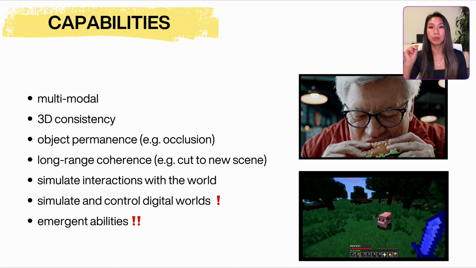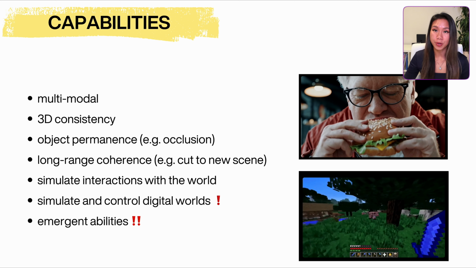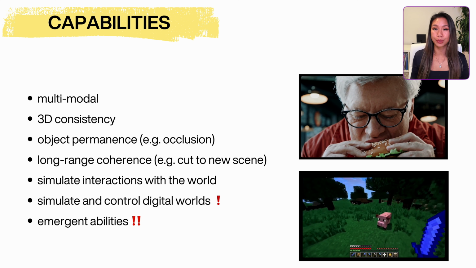So even when the camera moves around an object, the object maintains its form. Sora demonstrates object permanence, which for example includes when an object gets occluded for a few frames, the object can still re-emerge in the same form as before the occlusion. Sora demonstrates long-range coherence. As an example, that includes when Sora cuts from one scene to another scene, the same object can still be seen in both scenes.